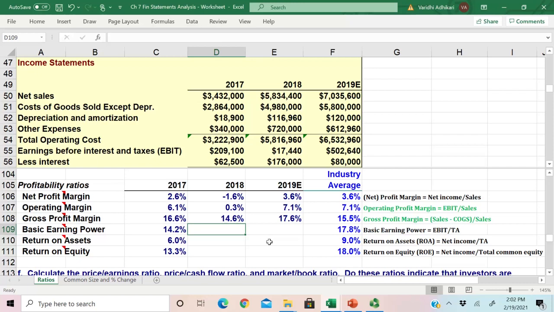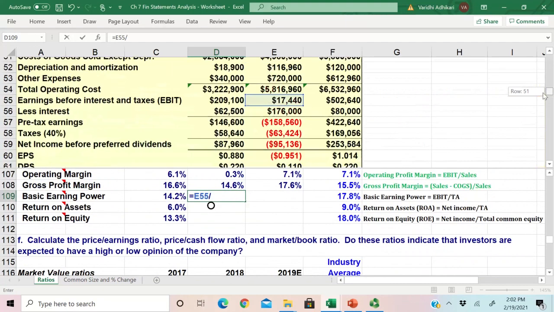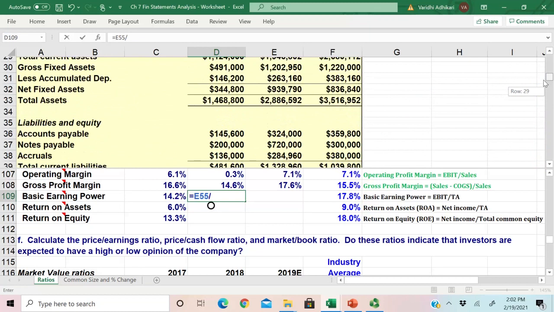The basic earning power, the first one, has to do with how much operating income or EBIT this company makes per dollar of assets. Again, why are assets important here? Because assets are financed by investors, and investors want returns, and bigger assets mean more financing has been done. So the company needs to make more money to satisfy the investors and so on. So basic earning power is EBIT divided by total assets.